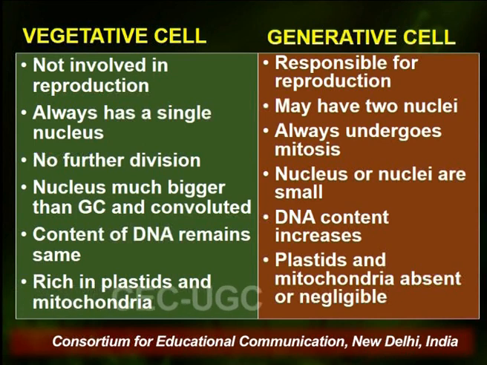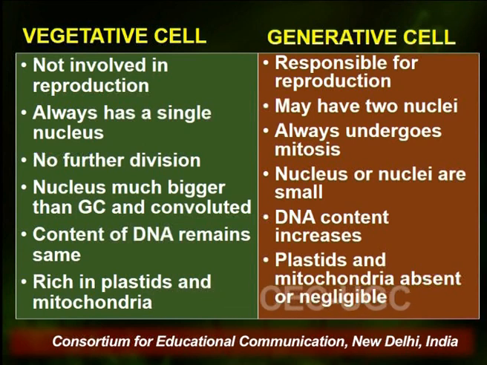The vegetative cell is the larger cell, and this cell has no role to play in the reproduction. It is the generative cell which is responsible for reproduction. Vegetative cell always has a single nucleus.